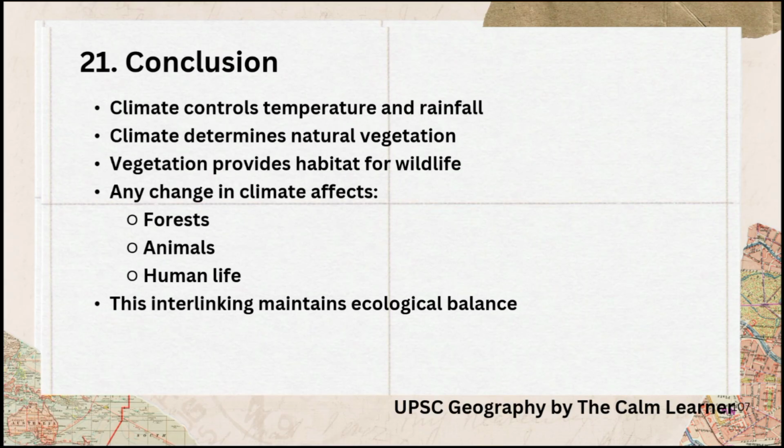To conclude, climate, vegetation, and wildlife are closely interconnected. Climate determines vegetation, vegetation supports wildlife, and together they maintain ecological balance. Any disturbance in this system affects nature and human life. The interlinkage forms the core of environmental studies, climate change analysis, and sustainable development, making this chapter extremely important for UPSC. Now, this completes Class 6 Geography NCERT.